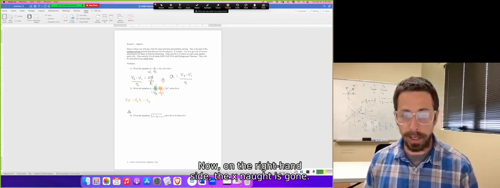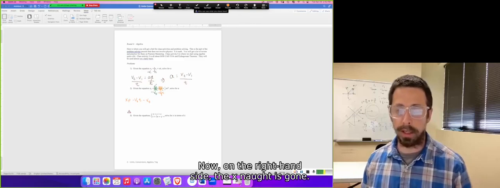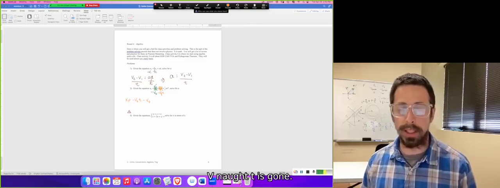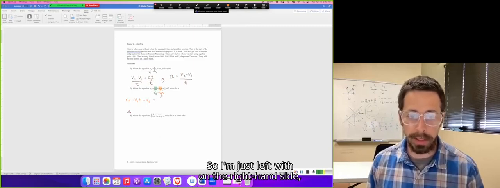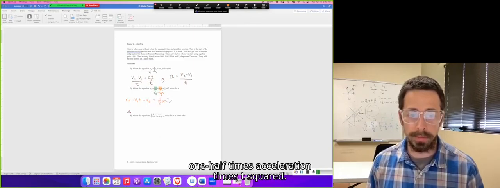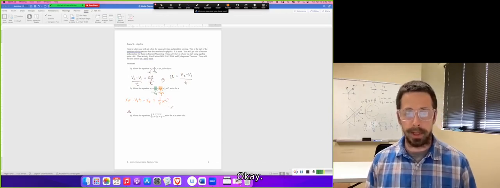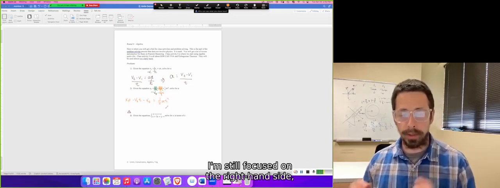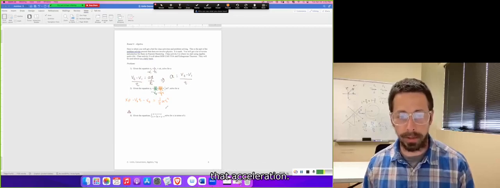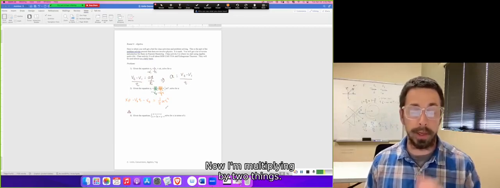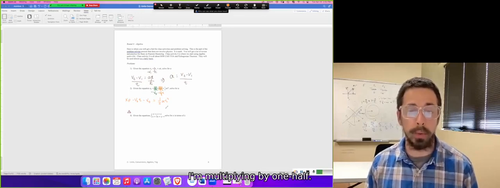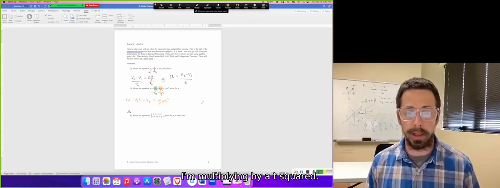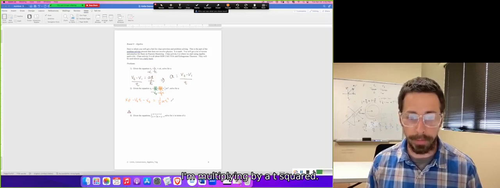So now on the right hand side, the x naught is gone, it's added to 0. The v naught t is gone, they've added to 0. And so I'm just left with, on the right hand side, 1/2 times acceleration times t squared. Okay. Now I'm still focused on the right hand side, that acceleration. Now I'm multiplying by two things. I'm multiplying by a 1/2, and I'm multiplying by a t squared.